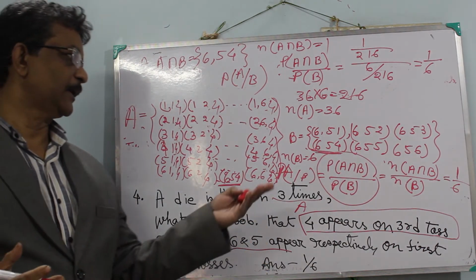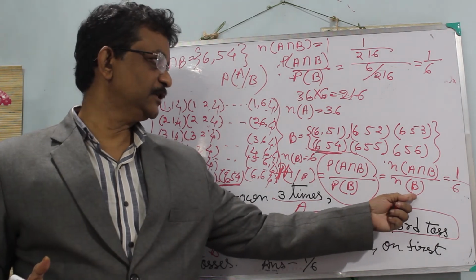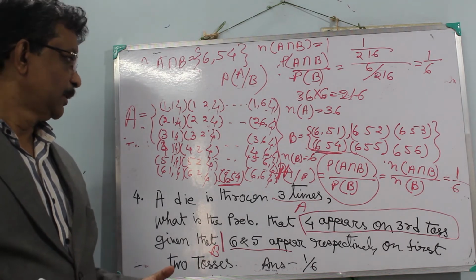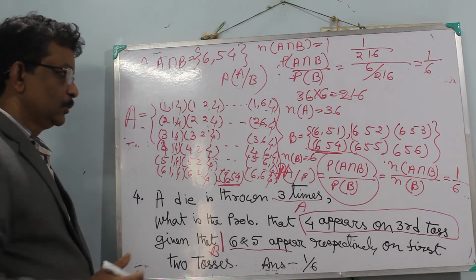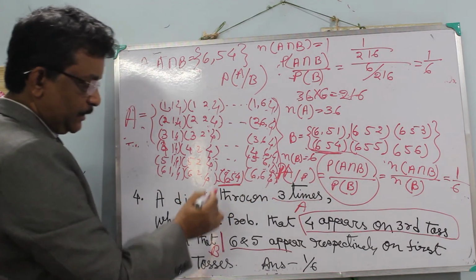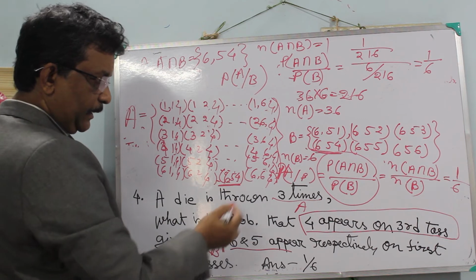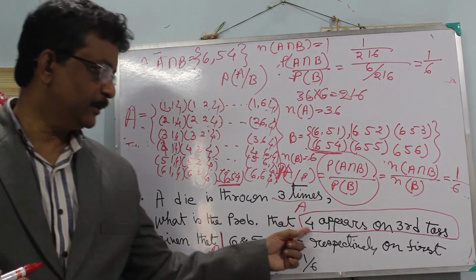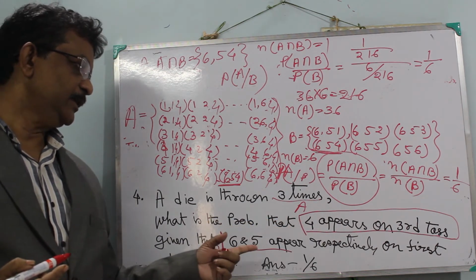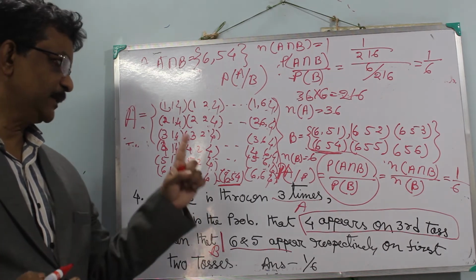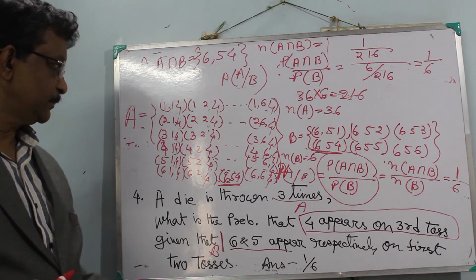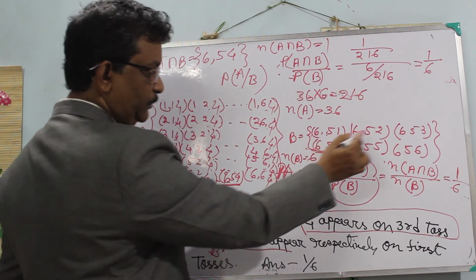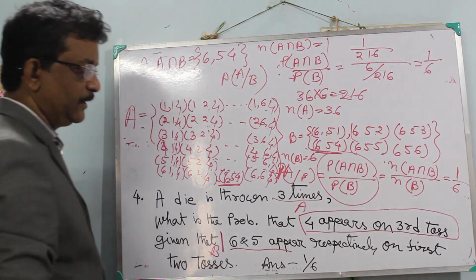So in either case you can apply this formula or that formula. Sometimes one is easier, sometimes the other, so you may apply whichever depending upon the problem. I have calculated in both ways. So the intersection is one case, where 6 and 5 occurred and 4 occurred, satisfying both conditions: 4 appears on the third toss and 6, 5 appears in the first two tosses. Total number of B is 6 cases: 6 and 5 with 1, 2, 3, 4, 5, 6. So 1 by 6 is the answer.